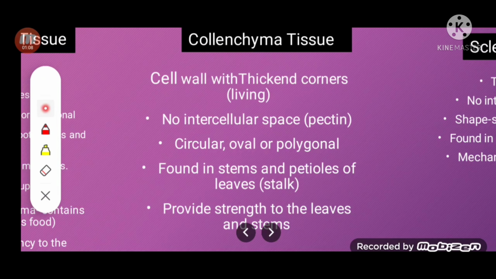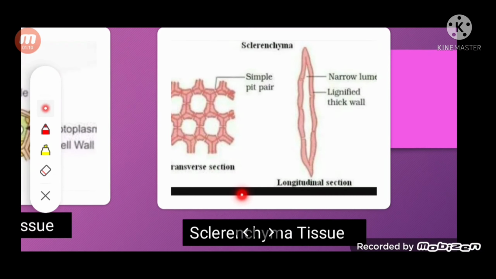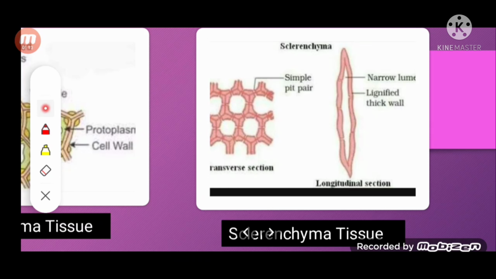Now the next cell, which is sclerenchyma. If you have a look at these cells of sclerenchyma, the cells which comprise the sclerenchyma tissue, they are thick all over, meaning throughout the cell they are thick. So cell walls are very thick and they are dead. What we had seen, parenchyma was living, collenchyma was living, and sclerenchyma is dead.